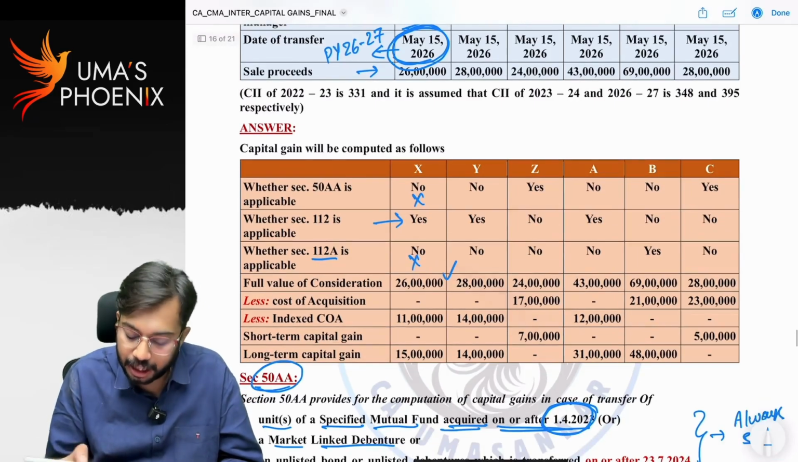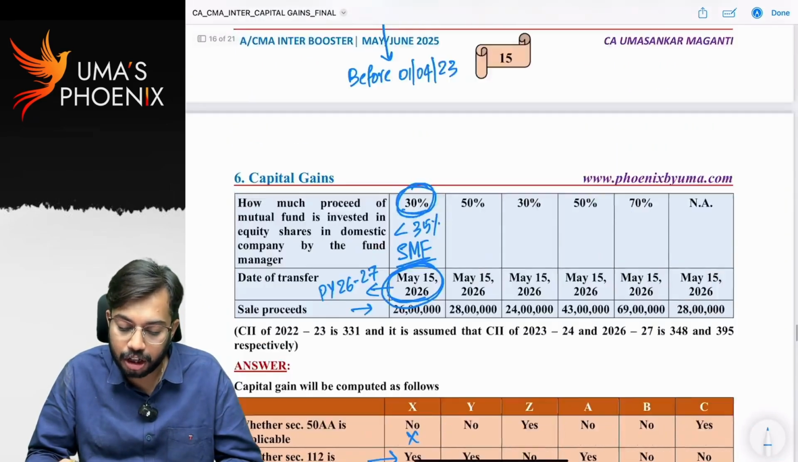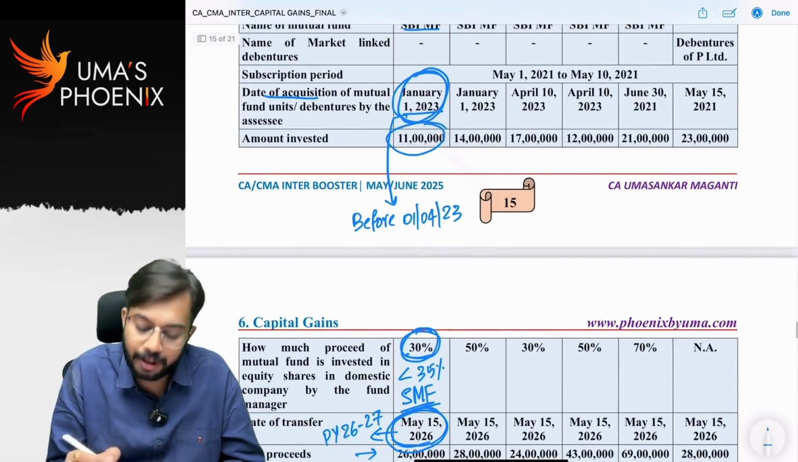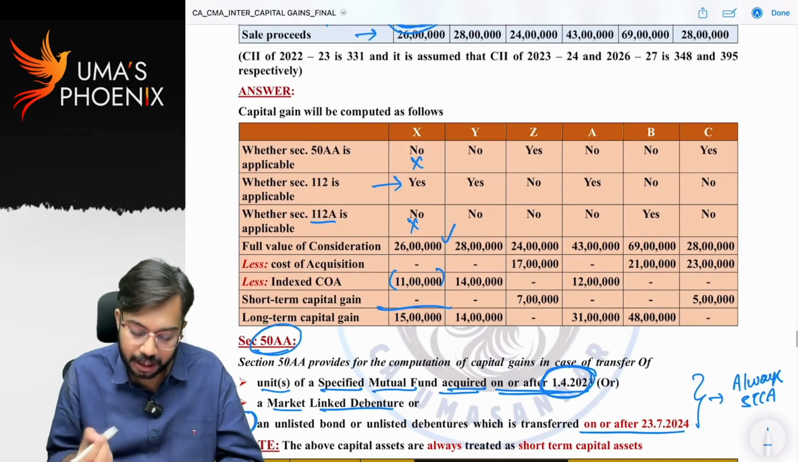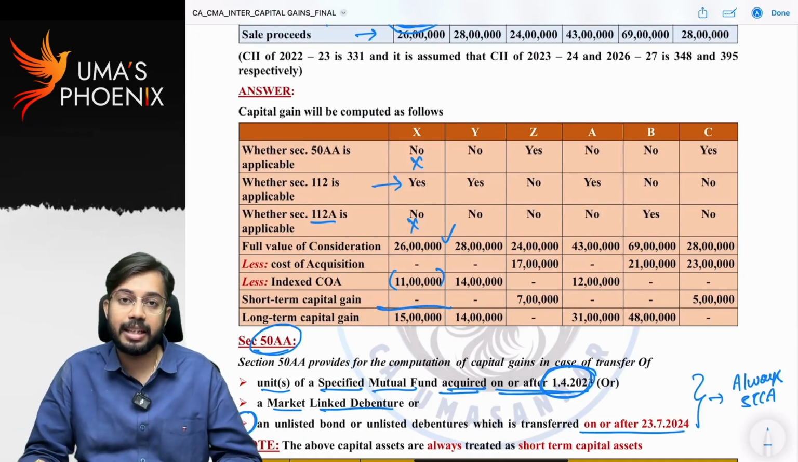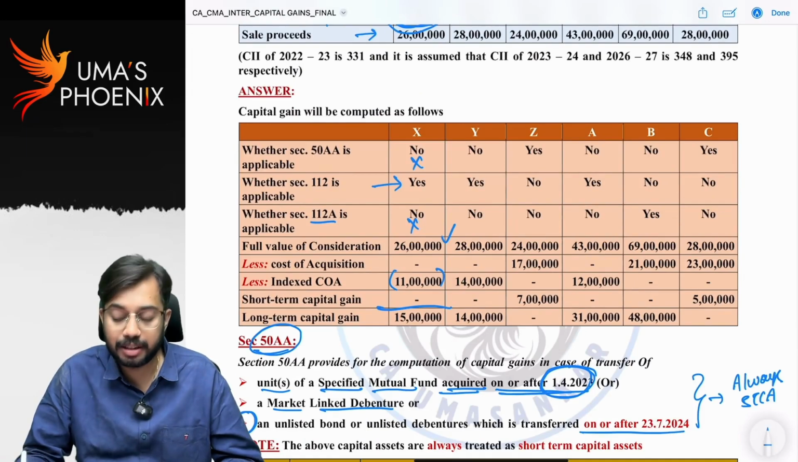How much is sale consideration? 26 lakhs. What is cost of acquisition? They are purchased for 11 lakhs. 11 lakhs is cost of acquisition. So how much is long-term capital gain? 15 lakhs is long-term capital gain. Did you understand?